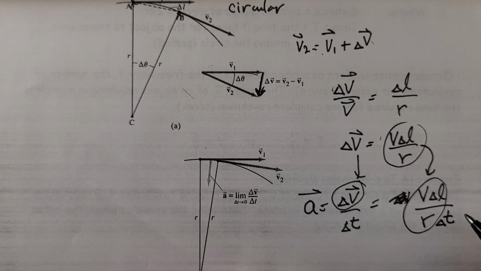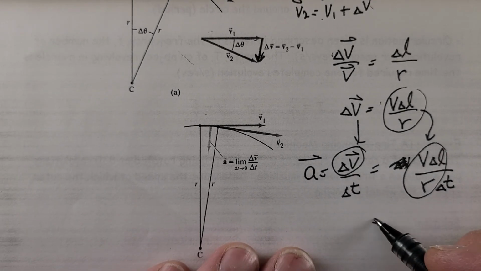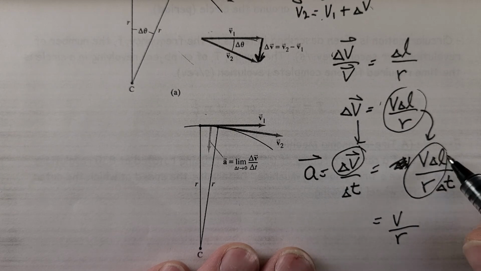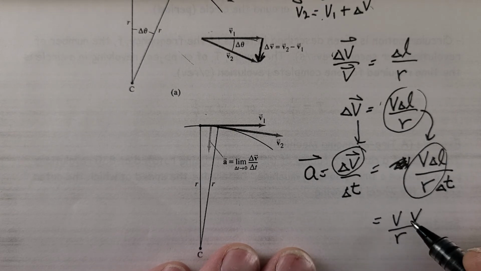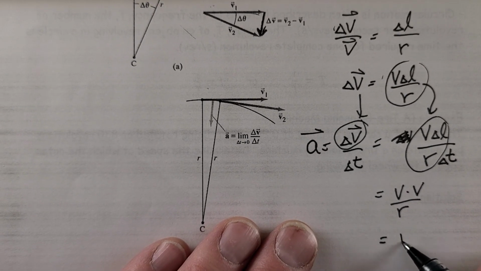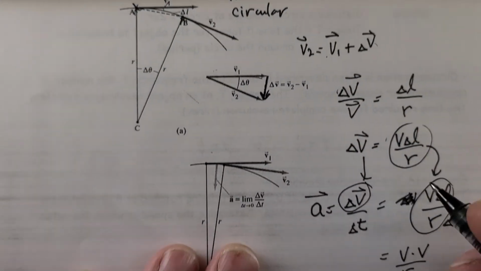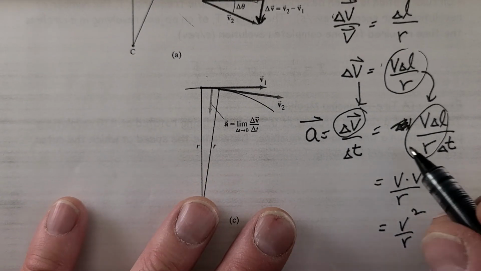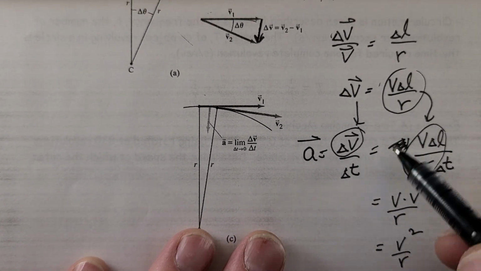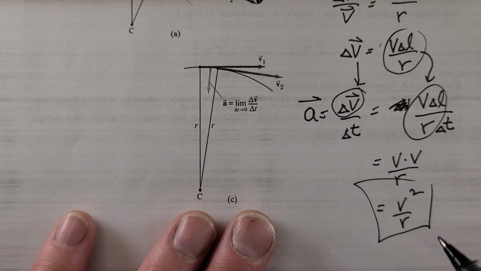And here's the interesting part. A change in length over change in time. Well, that's a velocity too. So you can see what I end up with here. I end up with v times v over r, so v squared over r. So that's how we get that equation, really. That's why there's a v squared. With radial acceleration, we have those two similar triangles that we can relate, and it turns out to be that.